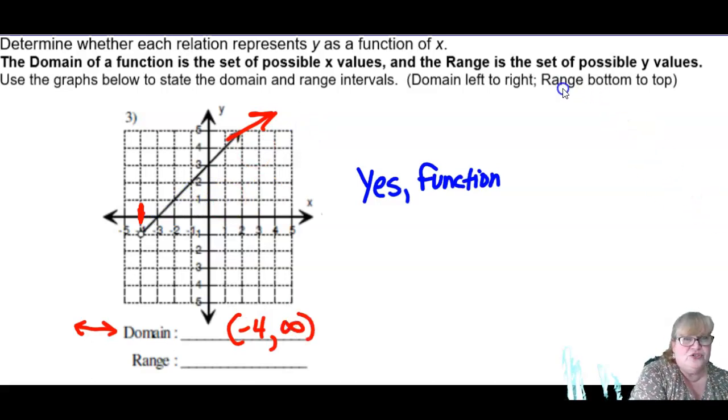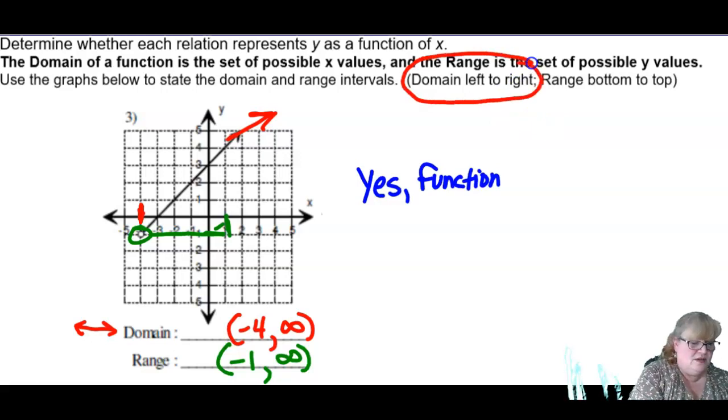Now, range is y values, and we have to go least to greatest, so we have to start at the bottom and go to the top. Well, the bottommost y value we have is here at -1, and then this graph goes up, up, up, and it keeps going up. So the lowest it was -1, and again it was an open circle, so we have -1 and up to infinity.